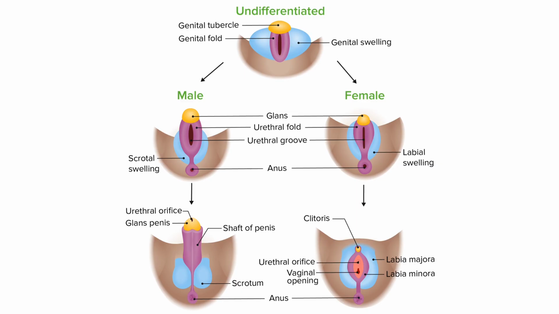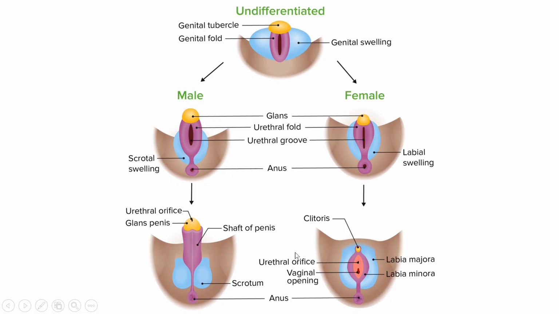Now, we also discussed that there is a similarity of origin, or what we call complementarity of the structures between the male and the female. So you will see here that the yellow structure pertains to this structure, the violet structure pertains to that, and the blue structure pertains to that.